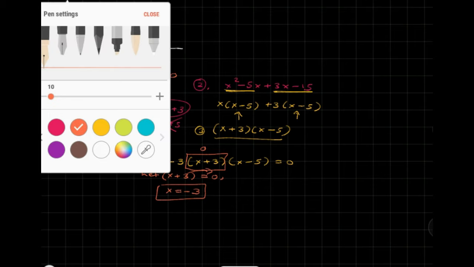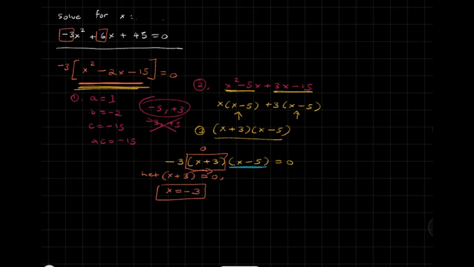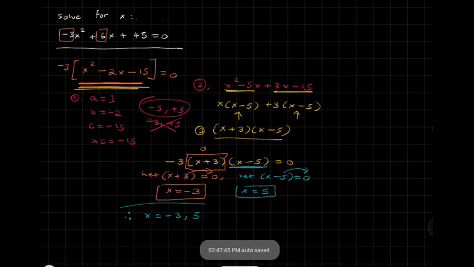The next thing I want to do is work with my right factor. So let's say we're looking at this, right? I'm going to let x minus 5 equal 0. You move the 5 to the other side, x is equal to positive 5. Okay, so that's another solution, right? So therefore, if x is equal to negative 3 or 5, this will satisfy the equation. So that's how you can solve quadratic equations by factoring.